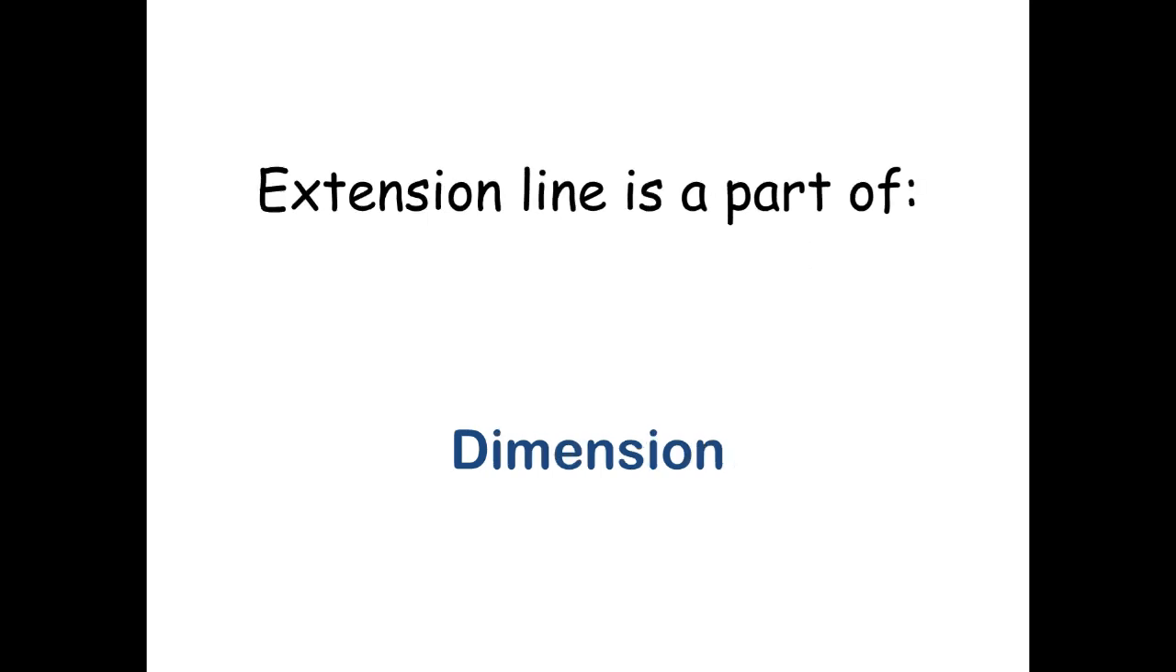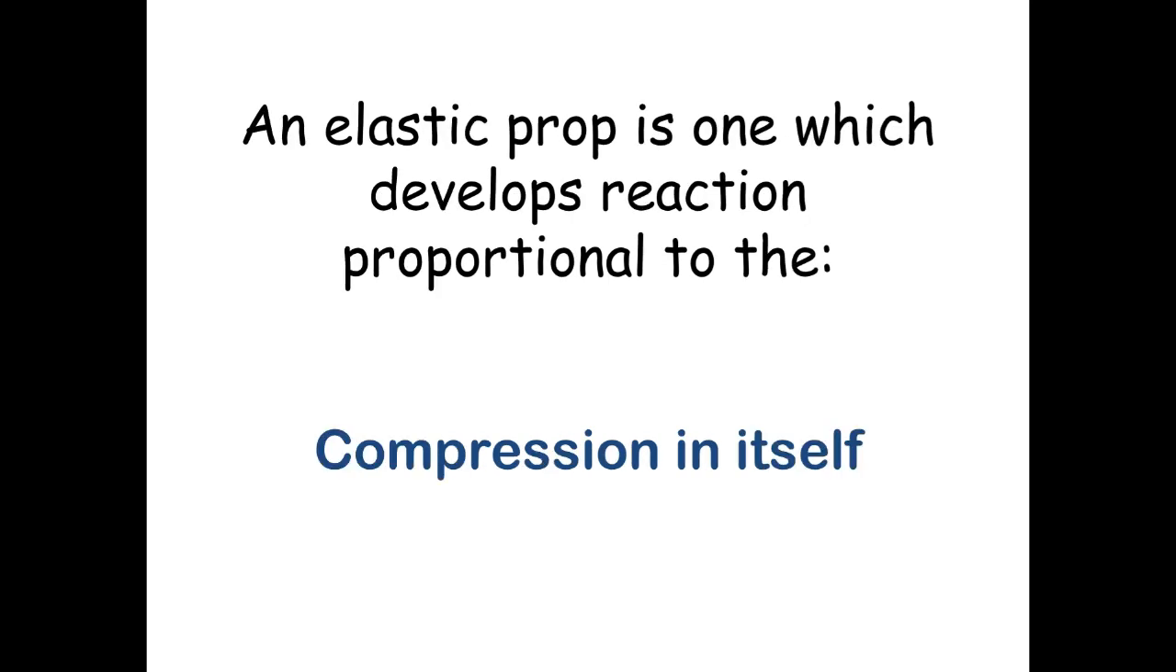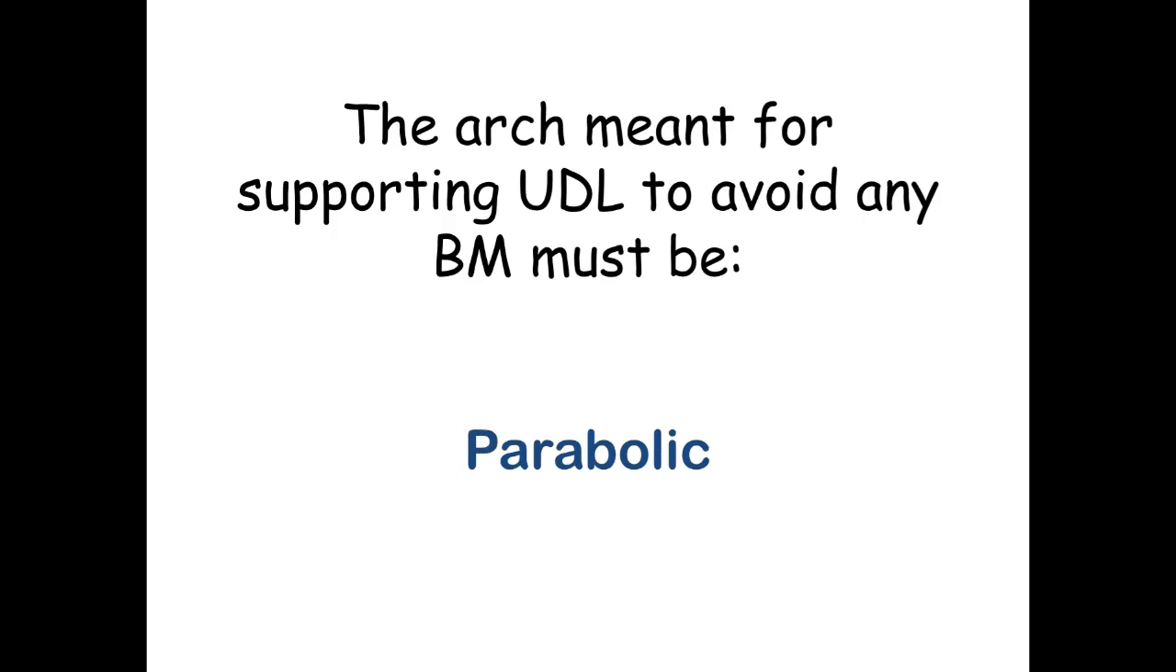Extension line is a part of dimension. The shape of bending moment diagram over the length of a beam having no external load is linear. An elastic prop is one which develops reaction proportional to the compression in itself. The arch meant for supporting UDL to avoid any bending moment must be parabolic.